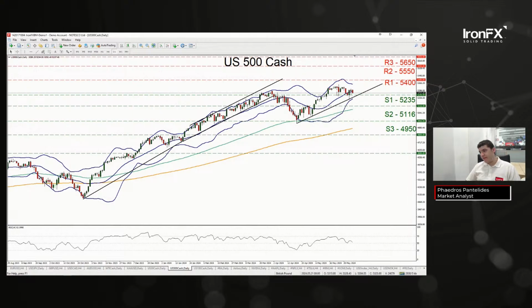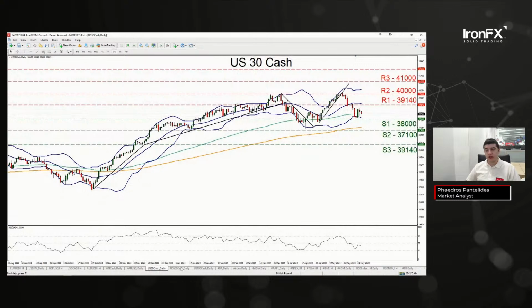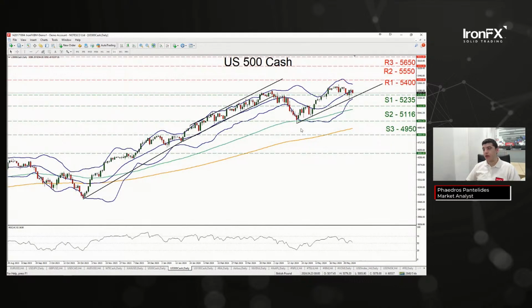But overall, if you look at the price action on the Dow Jones and should the S&P follow it, we could maintain a bearish outlook as long as there is a clear break below S1, so it closes and opens below S1. Target then would be potentially 5,116. Lower than that, we have 4,950.